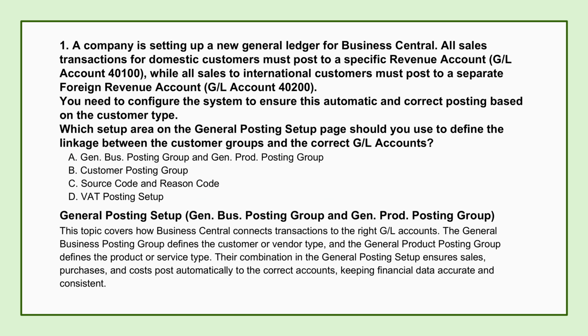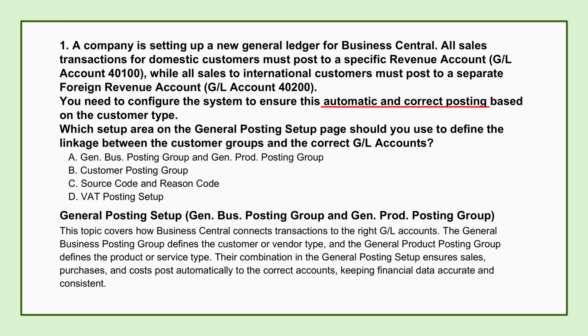I think we have to start with the absolute core. How does the system even know where the money goes? Automated financial posting, that's the heartbeat, isn't it? It absolutely is. So let's take a really common business need. How do you automatically send sales revenue to different GL accounts just based on, say, who you sold to, not just what you sold? The classic revenue stream separation.